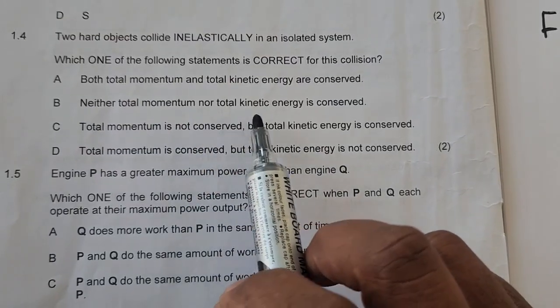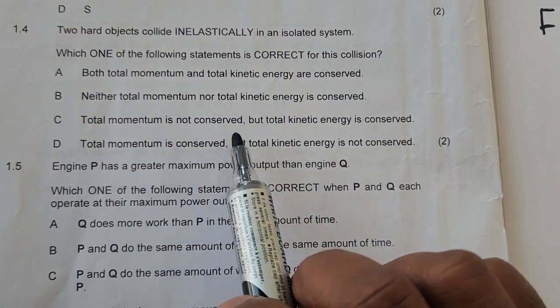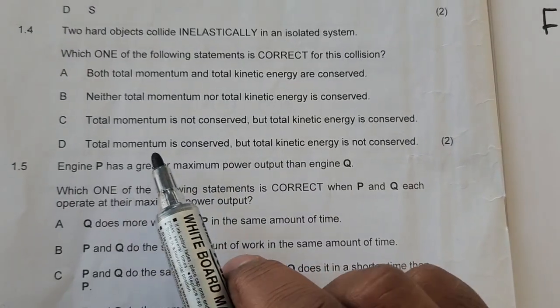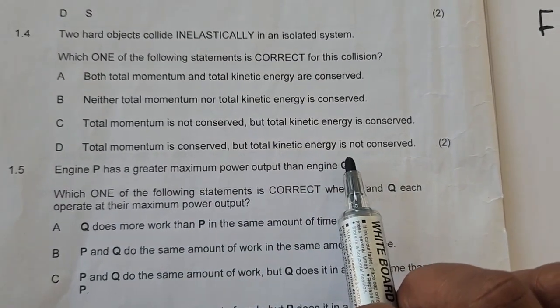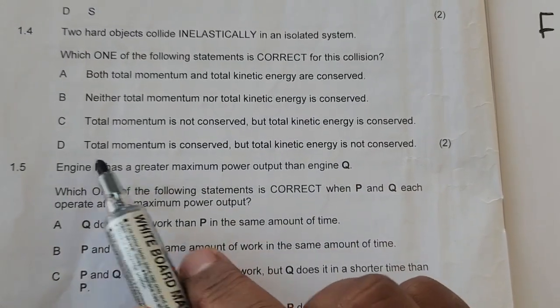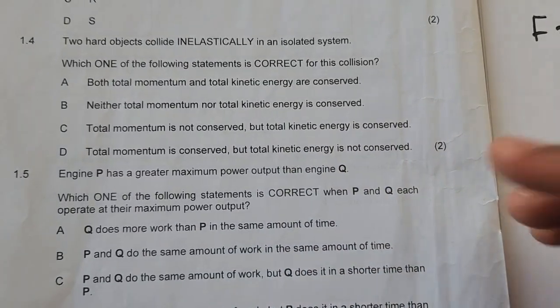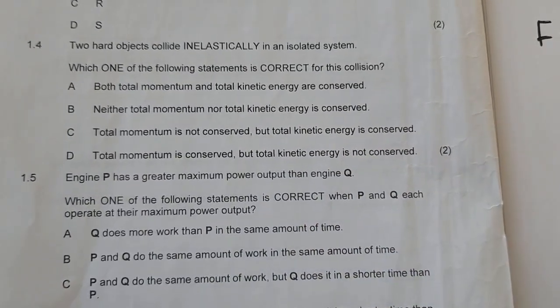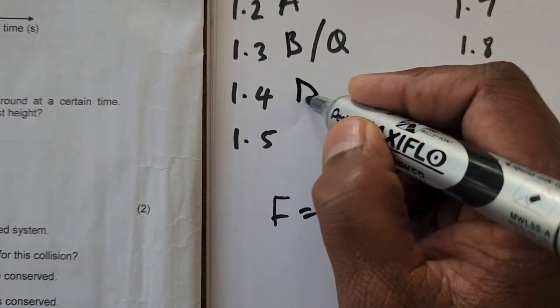Neither momentum nor kinetic energy is conserved, that one is wrong. Total momentum is not conserved, that one will be wrong. And then total momentum is conserved, but the total kinetic energy is not conserved. I think the best one will be this one. Remember, in all collisions, momentum is conserved. But it's the energy that can be conserved or not conserved. So the last one, D, will be the best one. That's 1.4, D.